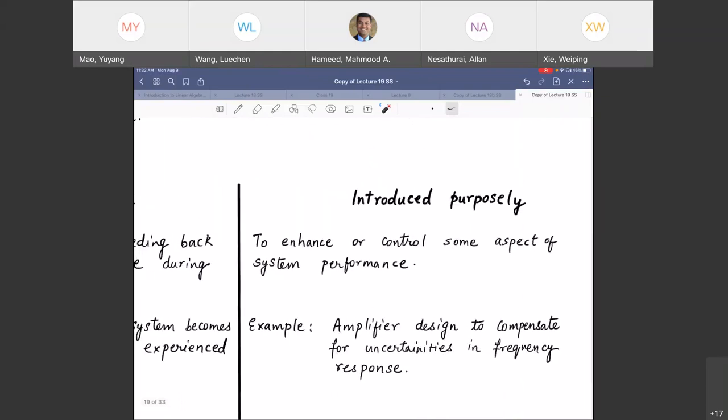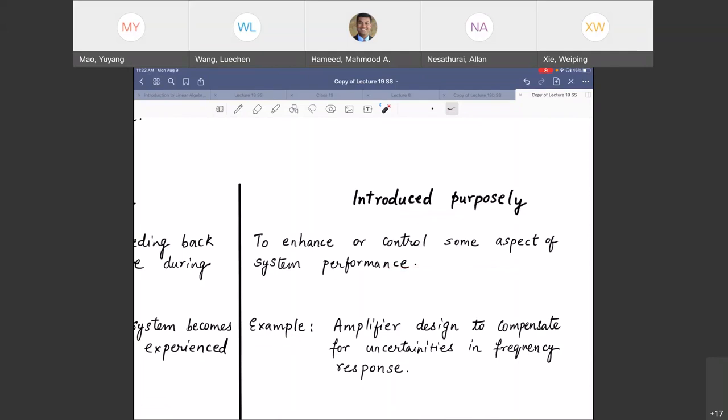But you could introduce feedback on purpose to make things stable. So to enhance or control some aspect of the system performance, like maintaining the height of a drone, you would introduce feedback purposely. Today we will be looking at trying to stabilize an inverted pendulum by purposely introducing feedback. The main question will be, what type of feedback do you want to introduce? That will be a bigger question.